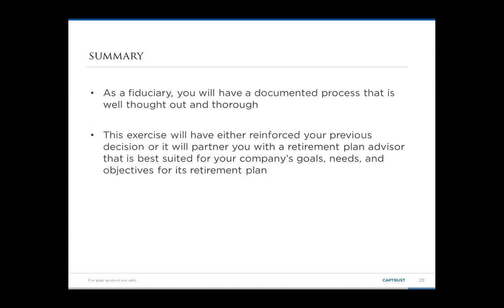So in summary, going through this 10-step process, as a fiduciary, you will have a documented process that is well thought out and thorough. And this exercise will either reinforce your previous decision or it will partner you with a retirement plan advisor that is best suited for your company's goals, needs, and objectives for its retirement plan.